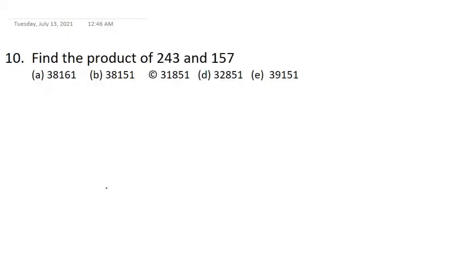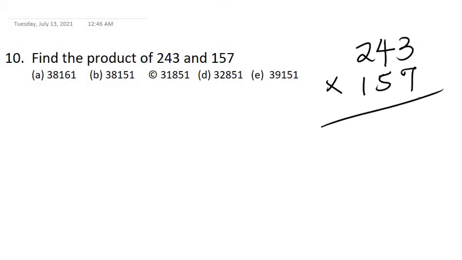Question 10 is multiplication, simple multiplication. So 243 times 157. 7 times 3 is 21, 1 carry 2. 7 times 4, 28 plus 2, 30, 0 carry 3. 7 times 2 is 14 plus 3, 17.